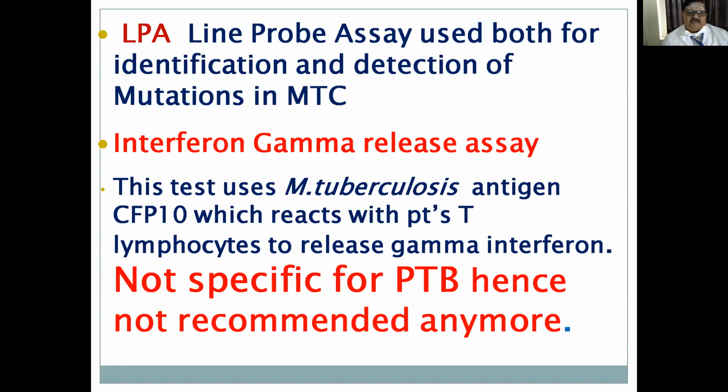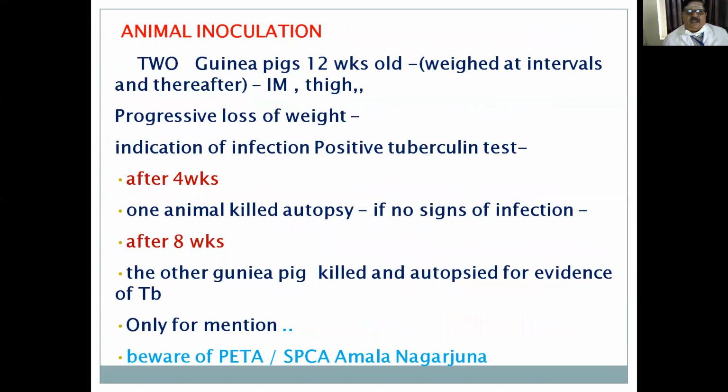LPA, line probe assay, and interferon gamma release assay. So these are not specific, and at least the interferon gamma release assay is not specific to tuberculosis, and hence it is not to be depended upon nowadays. Now, animal inoculation, as I told you earlier, is only for mention's sake. We are not supposed to use animals for testing. There are lots of problems because of PETA, SPCA. What is PETA?